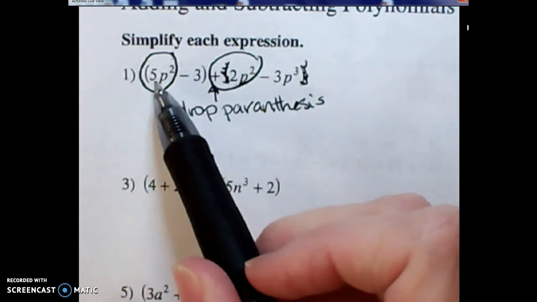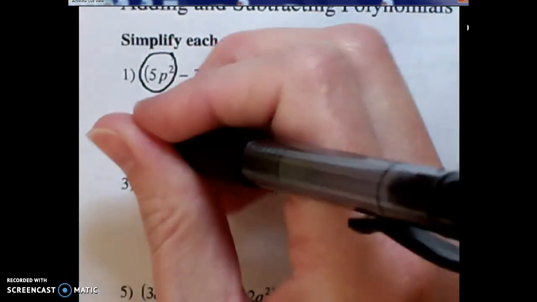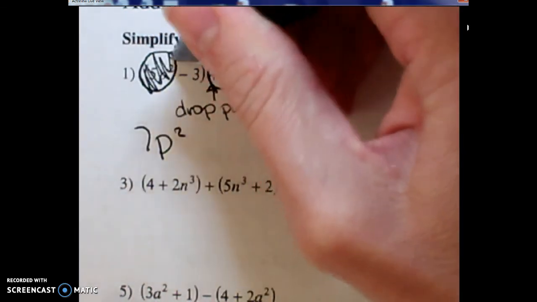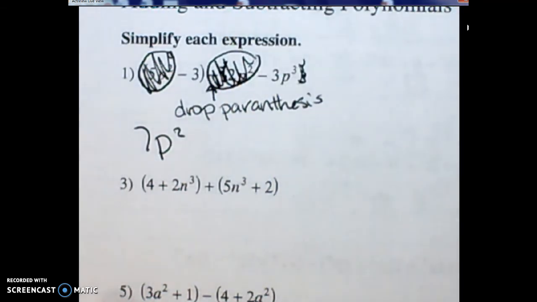Okay. So 5 plus 2 is going to give me 7, and the p squared tags along. Once I have it written down, once I've combined it, I'm going to scratch through it. That way I make sure I'm not using something more than once.